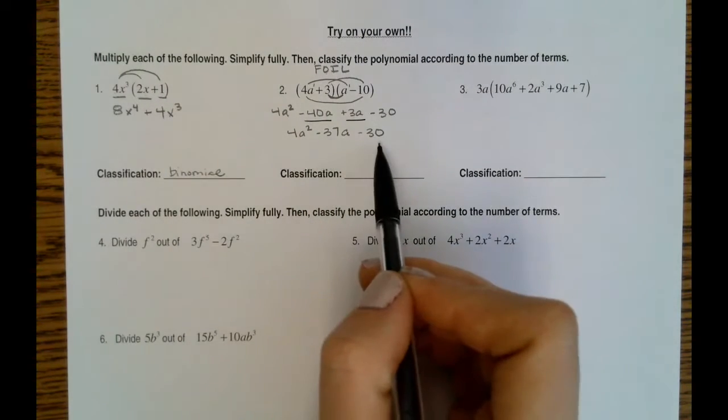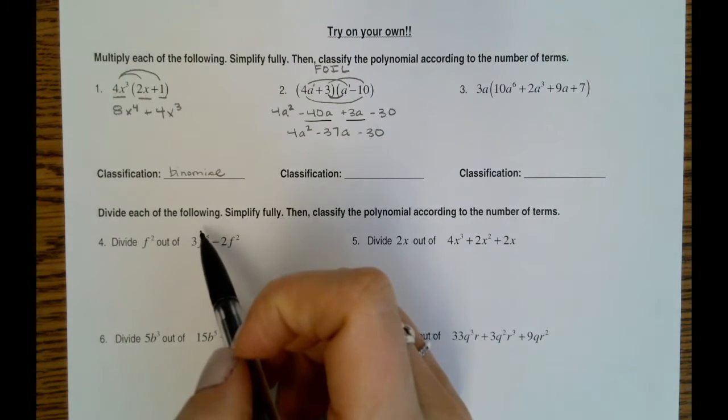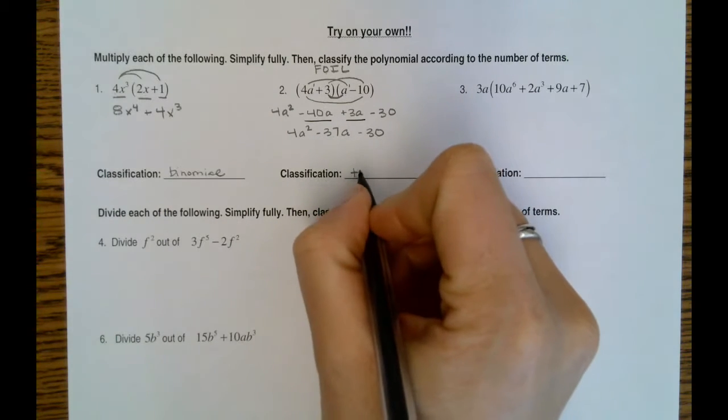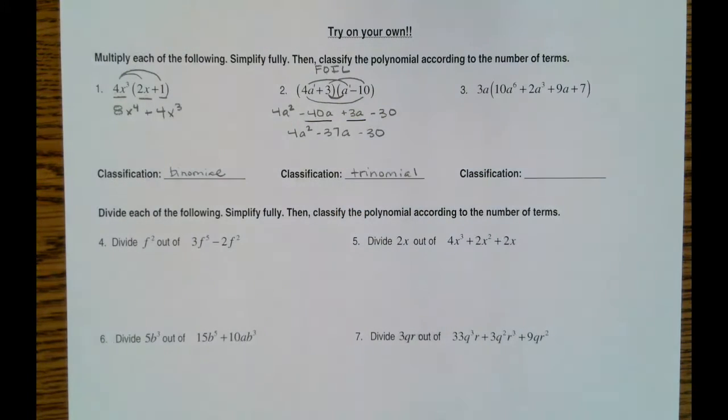There's nothing else that we can combine here. So 1, 2, 3 terms is what makes up number 2, and that's called a trinomial.